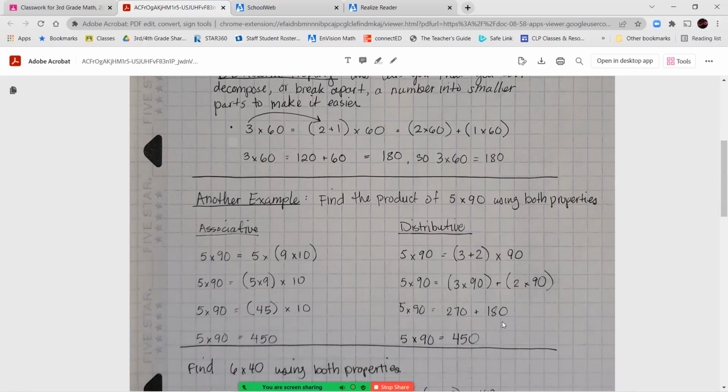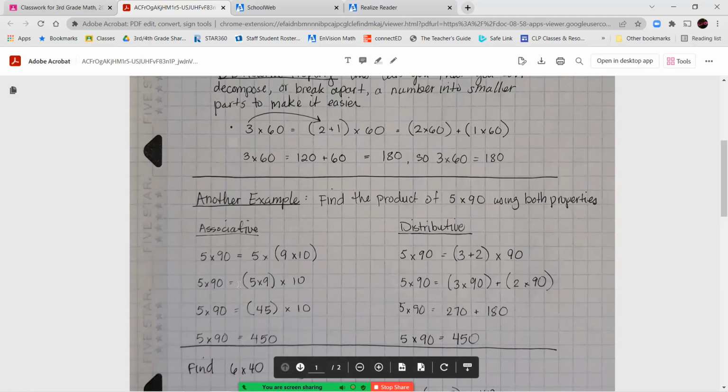Now let's do a different problem. We want to find the product of 5 times 90, and I want to show it using both properties. So I have my associative property listed, and I have my distributive property listed. For my associative property, 5 times 90 is the same thing as saying 5 times 9 groups of 10, or 9 times 10. I'm going to regroup these.